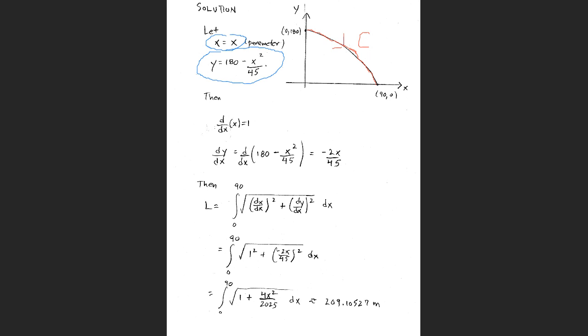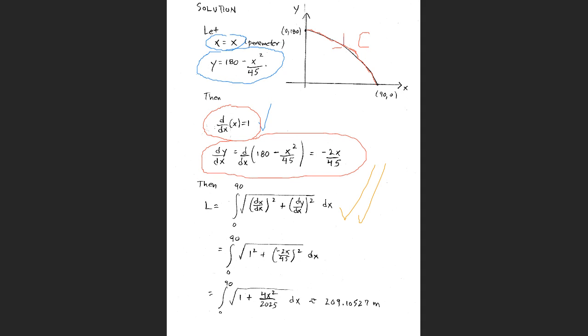And we know for the arc length, we need to take the derivative. If we're going to let x be the parameter, x is also a function of itself. So I take the derivative of x, which is 1. Derivative of x with respect to x is 1. And the derivative of y with respect to x is negative 2x over 45. Okay, and then here's the arc length formula right here. Let me know if you have any questions up to here.